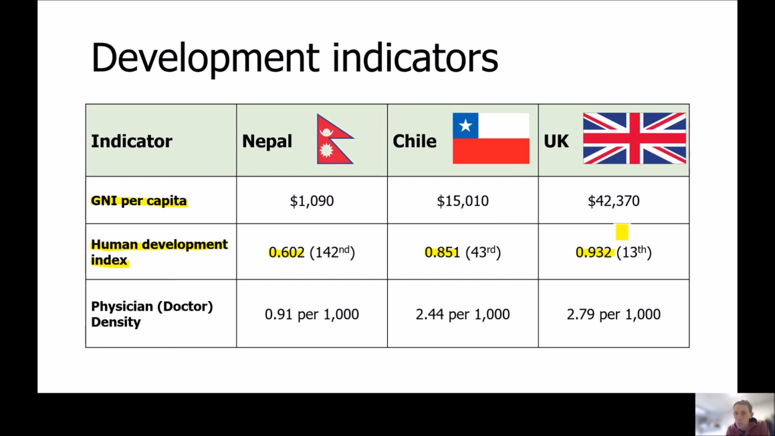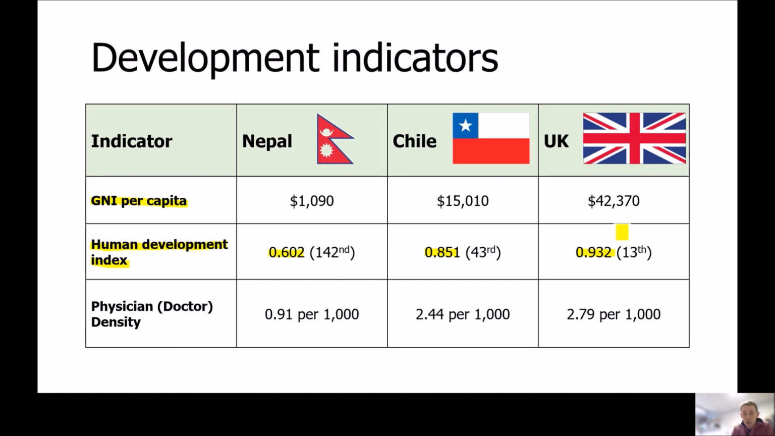Remember, 1 would be perfect. There's no country that has one. Some countries get quite close. And I've also put the rankings in brackets as well. So the UK is ranked 13th out of all the countries in the world. Chile is ranked 43rd, and Nepal is ranked 142nd. So it's a very, very significantly less developed nation than Chile or the UK.